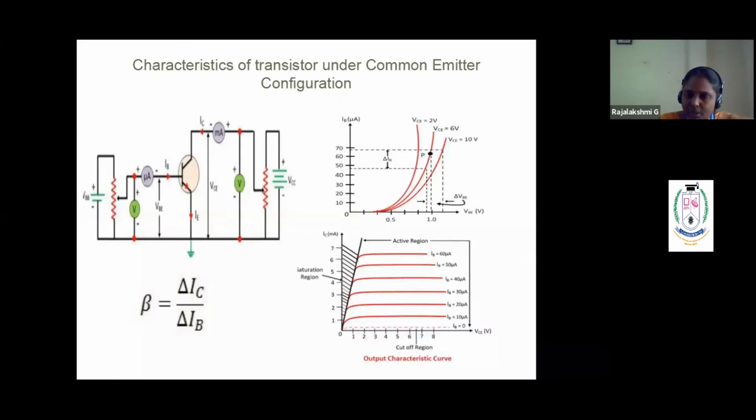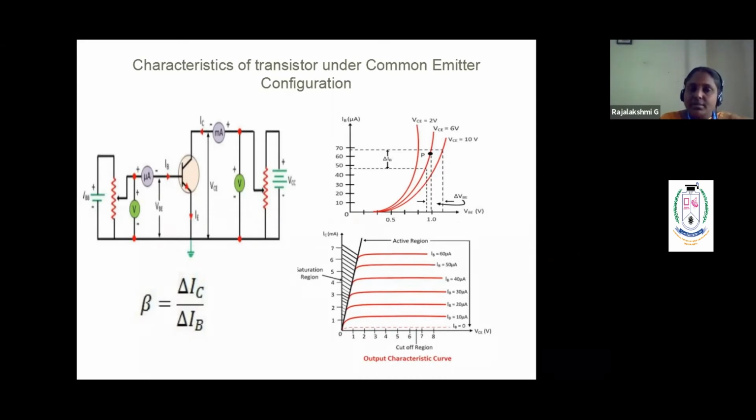At the same time, you have to make the base current as 0, that is 0, 10, 20 like that. For a set of readings, that should be made constant. Here also cutoff region, active region and saturation region are shown. And here the current amplification factor is noted as beta value.